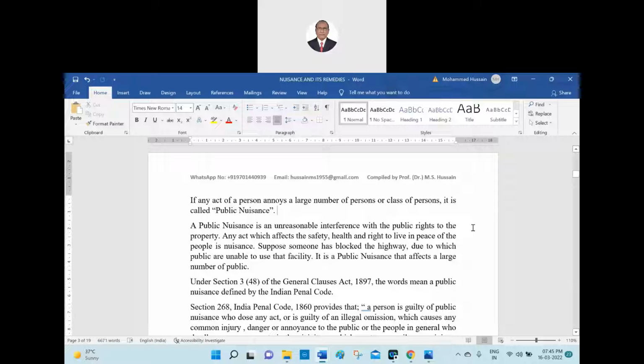Highway 100. Suppose you are going to the ring road, do you know the ring road? Towards the Rajiv Gandhi International Airport.